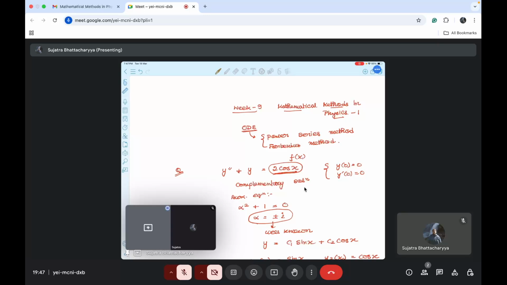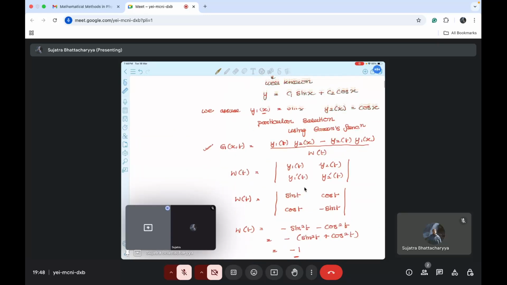After that, we went to the Green's function. Using the Green's function, we have solved the ordinary differential equation, and particularly the particular solution. Finally, today we have looked at the power series method and in fact the Frobenius method. So let's see what we have done today.